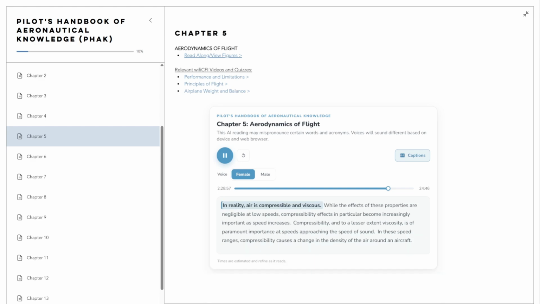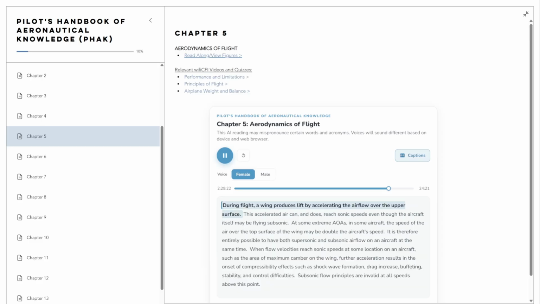In reality, air is compressible and viscous. While the effects of these properties are negligible at low speeds, compressibility effects in particular become increasingly important as speed increases. Compressibility, and to a lesser extent viscosity, is of paramount importance at speeds approaching the speed of sound. In these speed ranges, compressibility causes a change in the density of the air around an aircraft. During flight, a wing produces lift by accelerating the airflow over the upper surface.